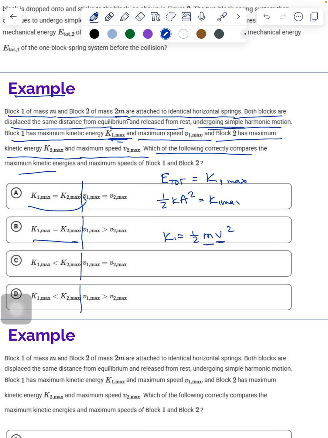So for block 1, we have V1 is equal to the square root of 2K over m. And for V2, because it's 2 times the mass, we have the square root of 2K over 2m. And that means that the denominator is higher here, so the velocity is lower. So V1 max is greater.